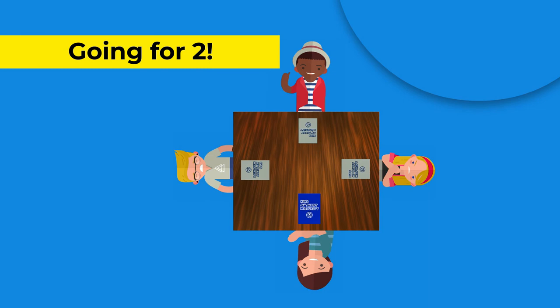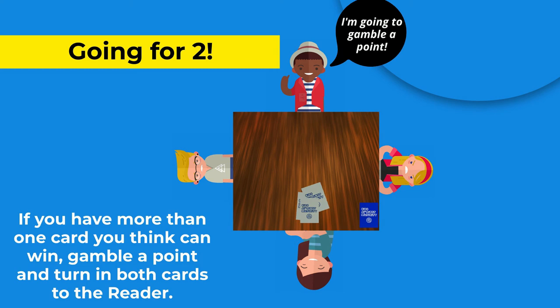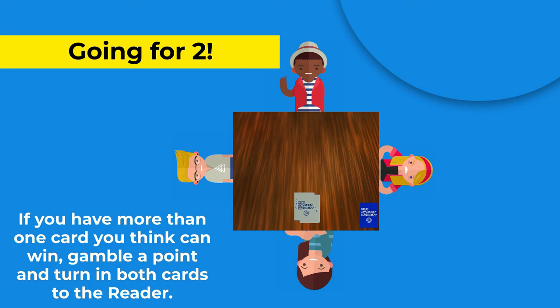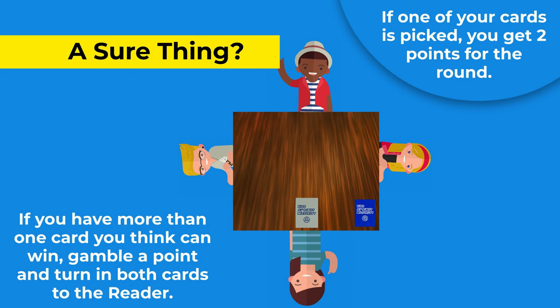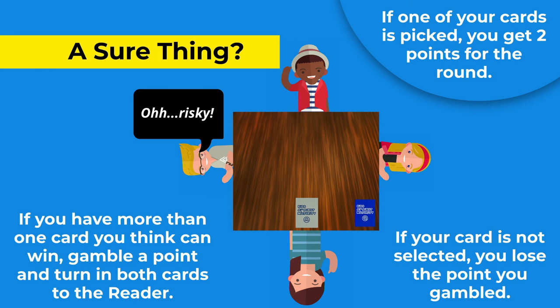Finally, you may come across a time where you have more than one card that you think can take the trick. If you have the points on the board, you can gamble a point and turn in 2 cards to the reader. If one of your cards is picked, you will get double the points for the round. However, if neither is picked, you will lose the point that you gambled, so be sure.